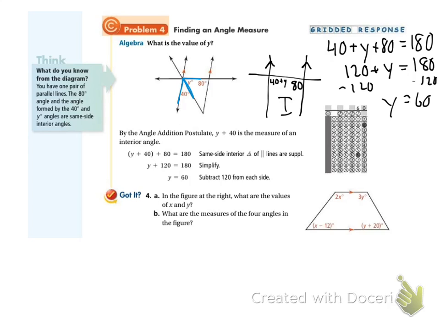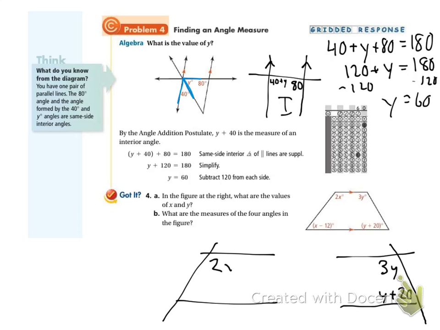Okay, now let's look at this got it problem. To make things simpler, I would take the parallel lines and a transversal. So this is 3y, and this is y plus 20. And if I take the other transversal, this is 2x, and this is x minus 12. Each of these, let's start with this one. They're both in the interior. And if I look at my left picture there, they're on the same side of the transversal. So I know they add up to 180.